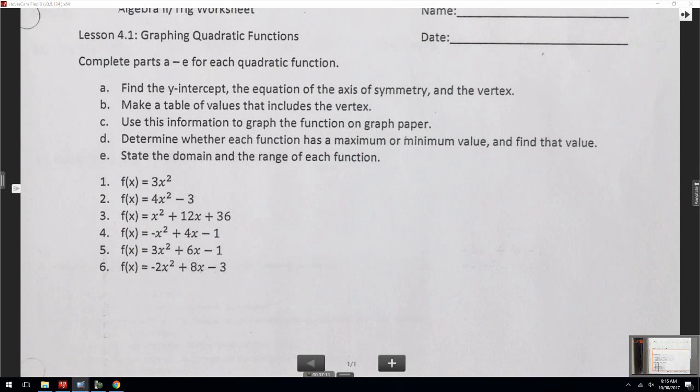Alright, so let's look at number 3. Very first thing it says, find the y-intercept. So guys, every single time the y-intercept is where? At the end, the number by itself, right? What's your number by itself on number 3? 36. So on number 3, you should have put 36 was your y-intercept. Don't just circle 36. Make sure you put y-intercept. Remember, we can abbreviate.